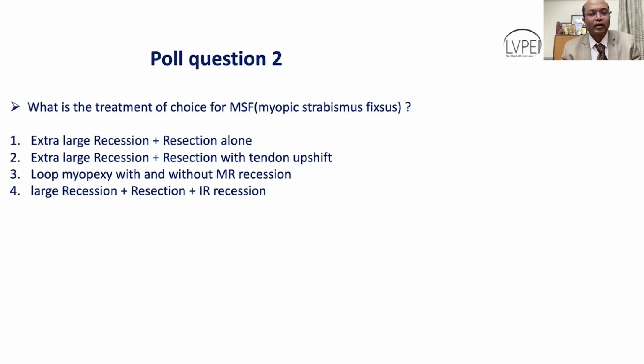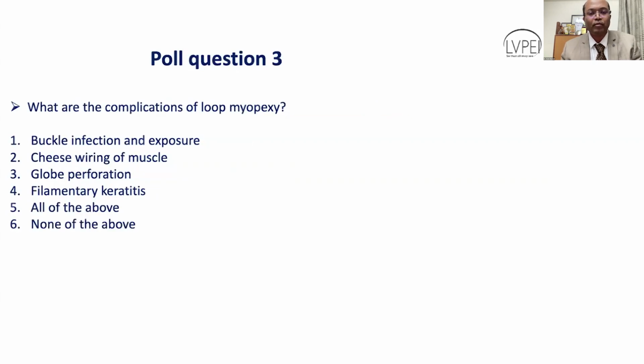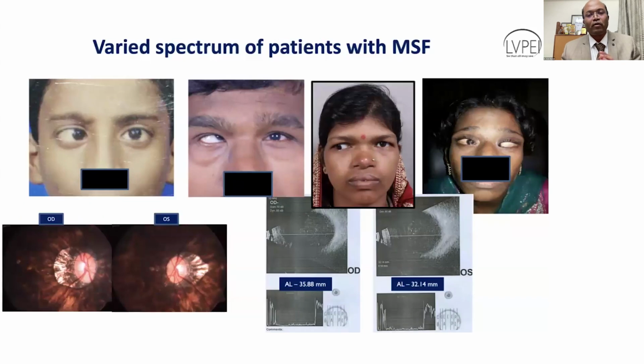So let's move on to the third poll question. What are the complications of loop myopexy? Is it buccal infection or exposure, cheese wiring of muscles, globe perforation, filamentary keratitis, all of the above, or none of the above? So all of the above. That's absolutely correct. I think all of the listed complications are ones we can come across as complications of loop myopexy.